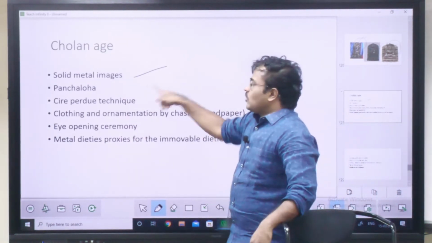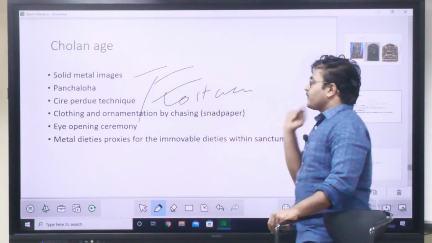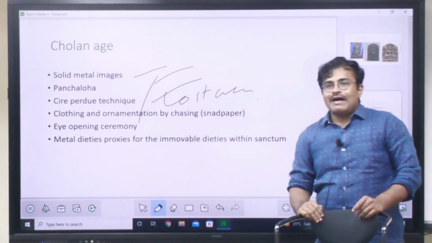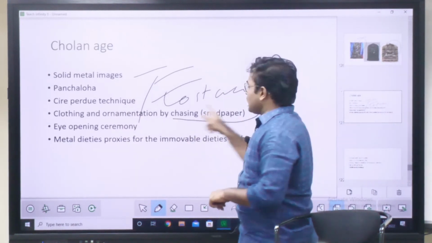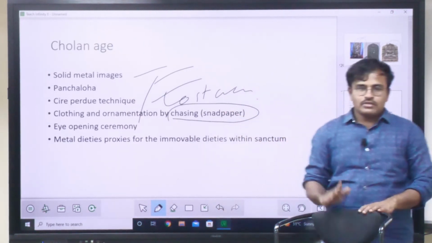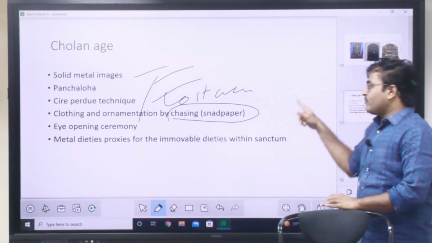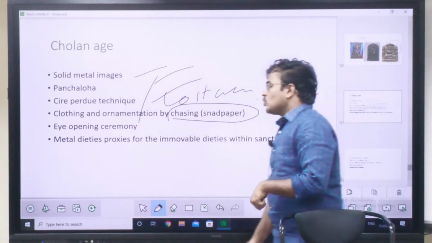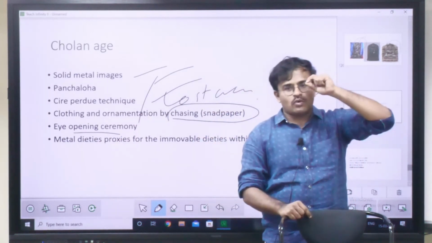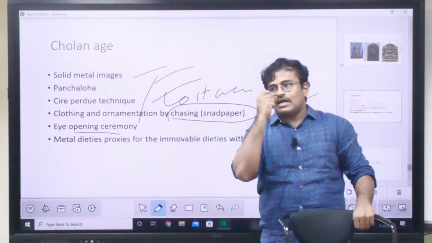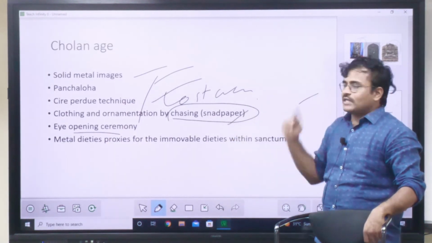Solid metal images. The Panchaloha technique is the Sire Petru technique, which is also known as the lost wax technique. And after making the images in the lost wax technique, the ornamentation of the image is given by chasing. Chasing means, you know, sandpaper. With the help of sandpaper, metal can be carved to a certain extent. So the ornamentation is done with the help of chasing. And every image goes through a ceremony which is known as the eye-opening ceremony. It means that the images are usually made with closed eyes. And once the eyes are opened by carving, the image will get converted into God. That is known as the eye-opening ceremony.